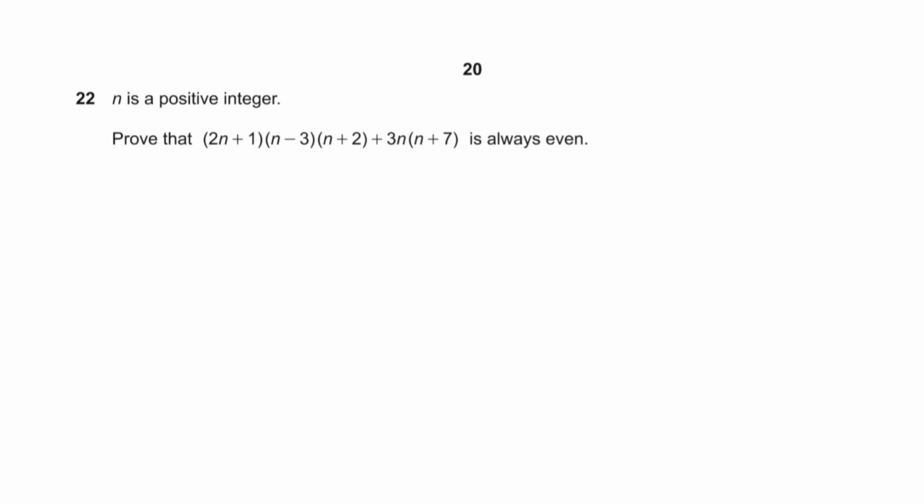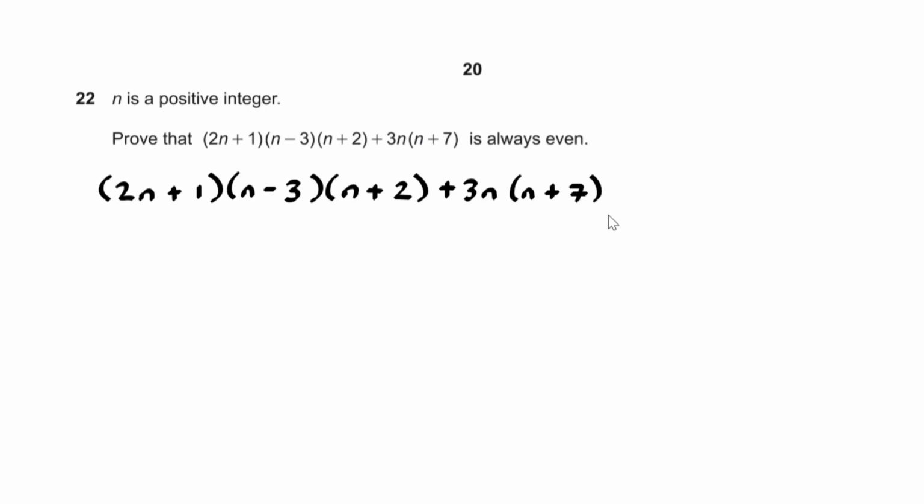Question number 22. N is a positive integer, and we have to prove that 2n plus 1 multiplied by n subtract 3 multiplied by n plus 2 plus 3n multiplied by n plus 7 is always even. So we begin with this expression here, and if I keep this 2n plus 1 as it is, then I've got n subtract 3 multiplied by n plus 2. So if I multiply this, I've got n times by n, which is n squared. Then I've got n times by 2, which is 2n. Negative 3 multiplied by n, which is negative 3n. Negative 3 times by 2, which is negative 6.